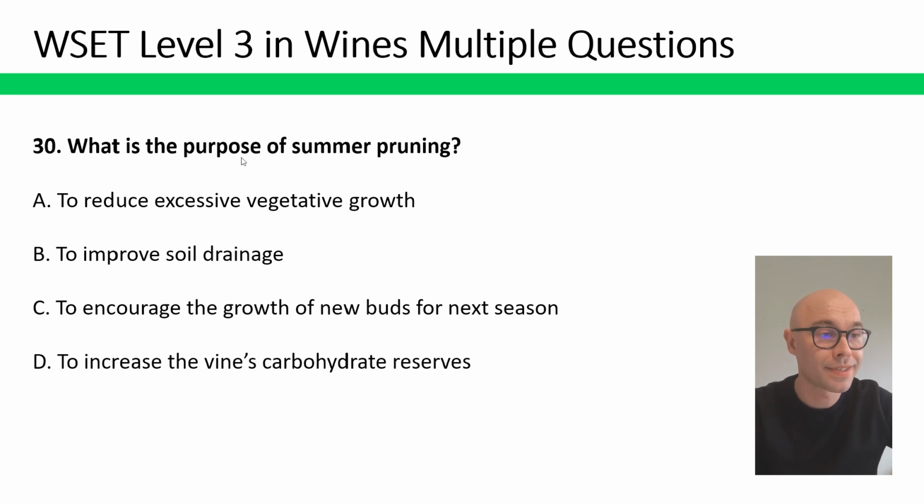What is the purpose of summer pruning? To reduce excessive vegetative growth, to improve soil drainage, to encourage the growth of new buds for the next season, to increase vines' carbohydrate reserves. The correct answer is A, to reduce excessive vegetative growth. So leaves, excessive shoots.